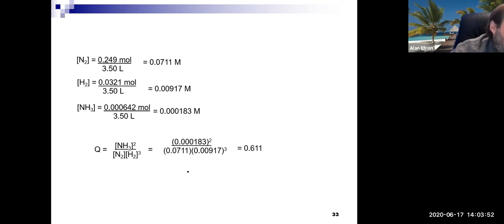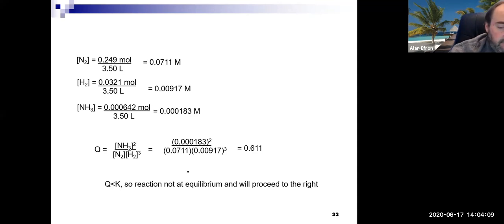So the first thing that tells you is this system is not at equilibrium with these starting amounts of everybody that's here. And the second thing that it tells us is since Q is less than the K value, it needs to go towards the product side to reach equilibrium. And I would say this is a very typical Q type problem where the question is, are you at equilibrium and which way do you need to go? Any questions on that calculation there?